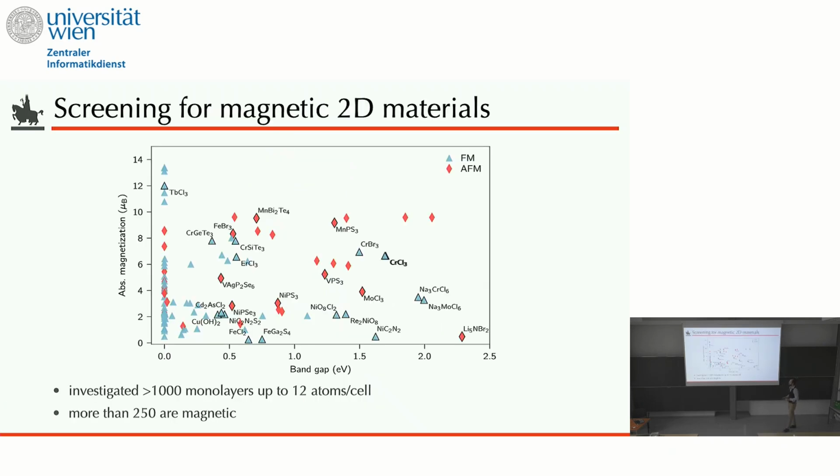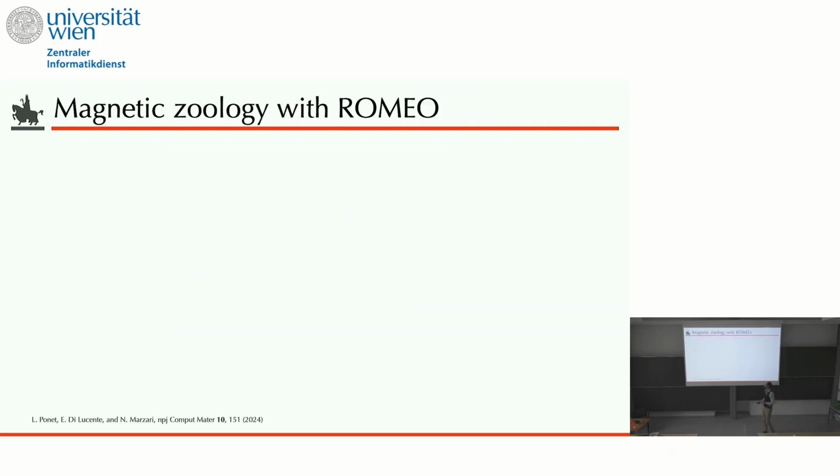So by doing that, on roughly a bit more than 1,000 monolayers, the ones with up to 12 atoms per unit cell, we found that more than 250 are magnetic. And that could maybe potentially be the end of the talk. But the problem is, can we be sure that our workflow is good enough to really find the ground state? Because the magnetic energy landscape is pretty complicated. And so we thought that maybe we need a more sophisticated algorithm.